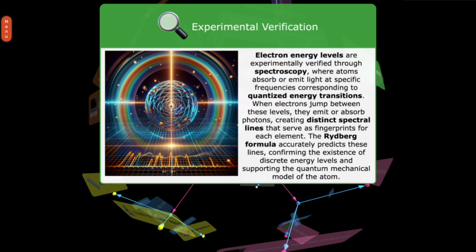Electron energy levels are experimentally verified through spectroscopy, where atoms absorb or emit light at specific frequencies corresponding to quantized energy transitions. When electrons jump between these levels, they emit or absorb photons, creating distinct spectral lines that serve as fingerprints for each element. The Rydberg formula accurately predicts these lines, confirming the existence of discrete energy levels and supporting the quantum mechanical model of the atom.